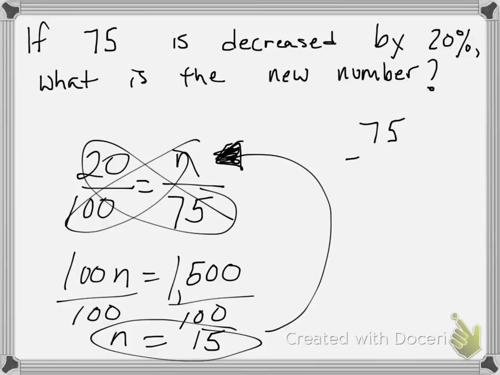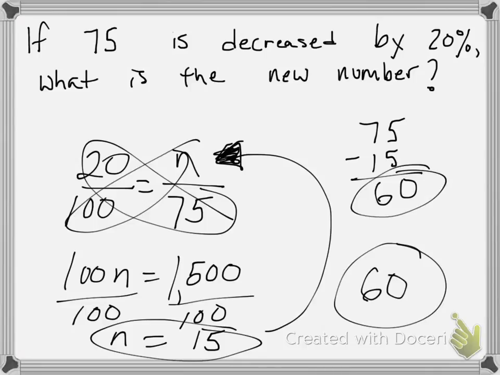75, that was the old number. I'm decreasing it by 15. What's my new number? So my new number would be 60.